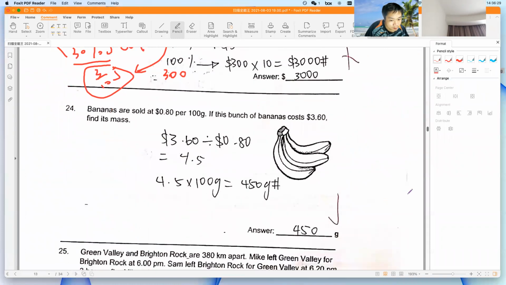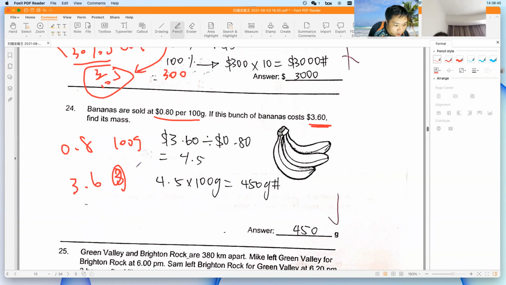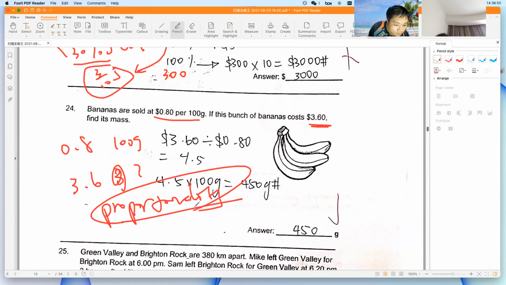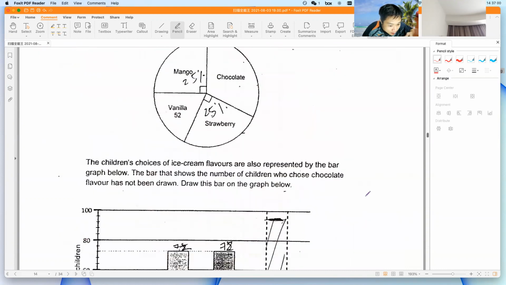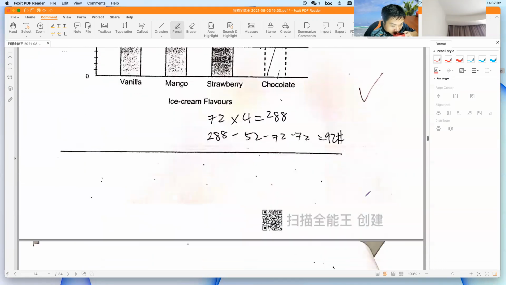Next, bananas are sold at this price per 100 gram. If this bunch of banana costs this, okay, fine, it's mass. So this is very simple. This is 100 gram. They ask, so 3.6 is here, what's the gram here? So this is called proportionality. Okay, this is a pie chart. No need actually, but somehow you get correct, which is good.